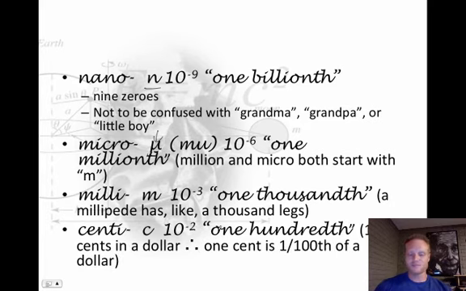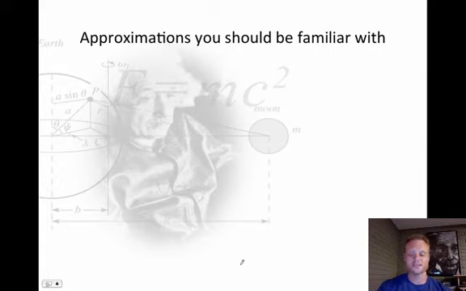And centi, which is abbreviated with a little c, is 10 to the negative 2nd, which is 1/100th of a meter. So there's like 100 cents in a dollar. Okay, so 1 cent is like 1/100th of a dollar. Okay, so those are just some prefixes.